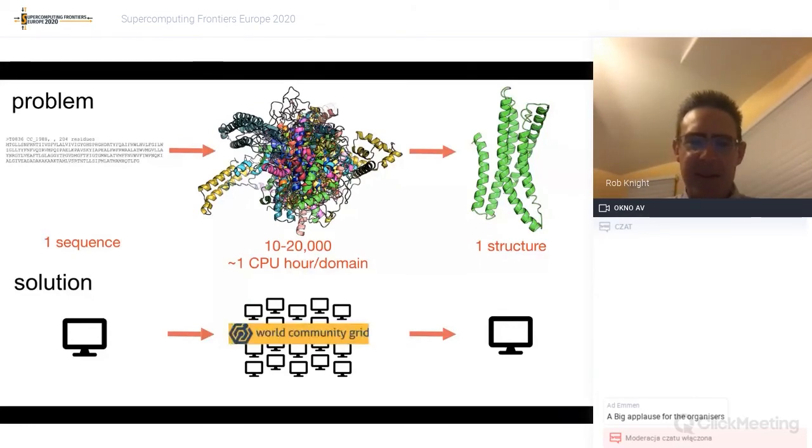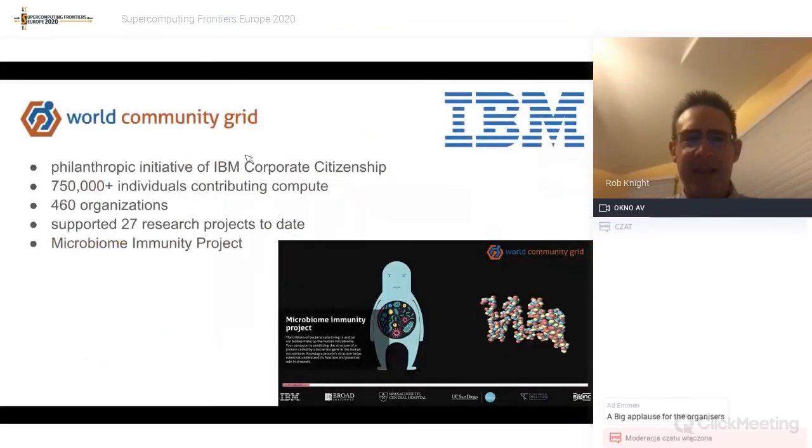And so this is where the World Community Grid comes in. The World Community Grid is a philanthropic initiative of IBM Corporate Citizenship. Right now, over 750,000 individuals are contributing compute from over 460 organizations. And the Microbiome Immunity Project, which is our project, is one of 27 research projects that they've supported to date, where essentially what we're doing is determining as many structures as we can out of all of these proteins that have been identified from the human microbiome.